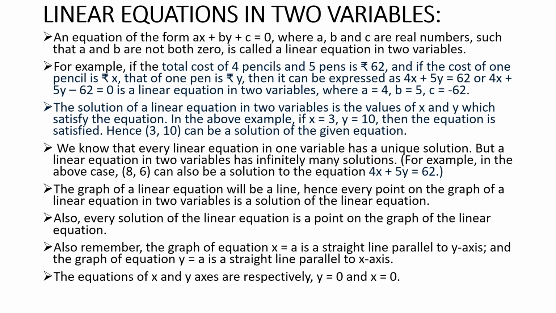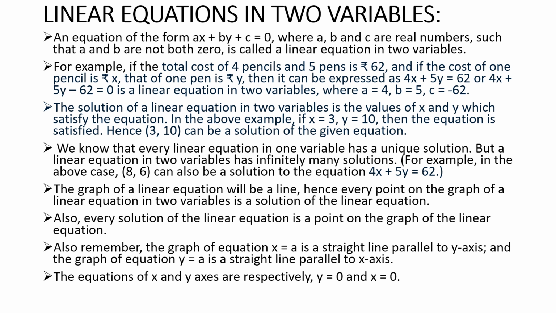But a linear equation in two variables has infinitely many solutions. Like in the above case, we just saw (3, 10) is a solution. But if I put x as 8 and y as 6, then also the equation will be satisfied. Then also I will get 4x + 5y = 62. So that is another solution. In this way, by taking different values of x, you can get different values of y that satisfy the given equation. So a linear equation in two variables has infinitely many solutions.